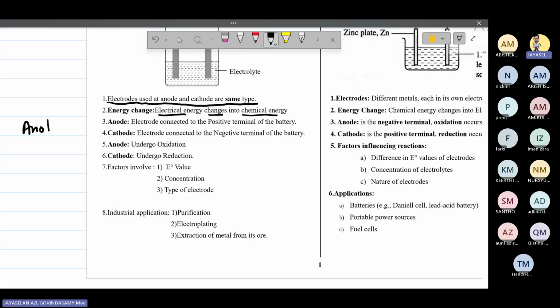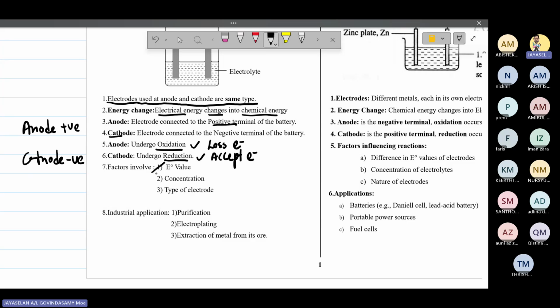Anode di sini, anode adalah positive terminal. Tetapi proses yang berlaku dekat anode adalah oxidation. Oxidation means the ion lost electron. Anion lost electron. Cathode means it is a negative terminal. Cathode adalah, okay, cathode di sini adalah negative terminal. Proses yang berlaku adalah reduction. Reduction means it do what is accept elektron, menerima elektron.